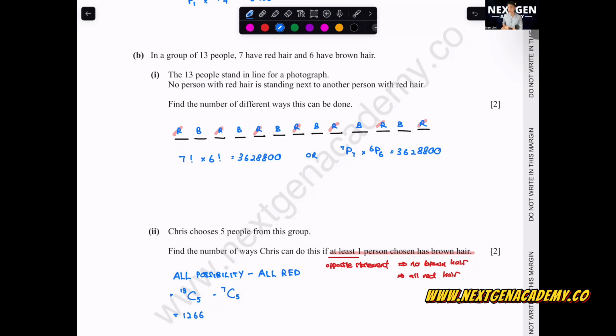So that means 1 brown hair, 4 red; 2 brown hair, 3 red; 3 brown hair, 2 red; 4 brown, 1 red; and then 5 brown hair. Okay, question 6. If you can do 6, please type 6.